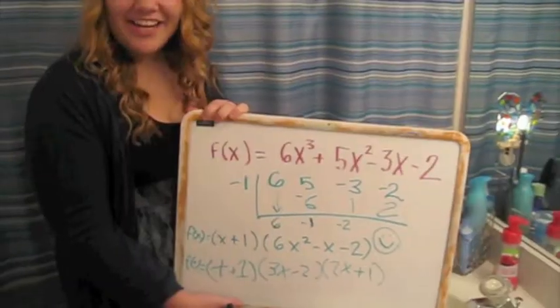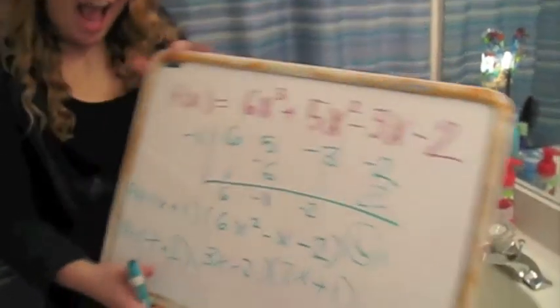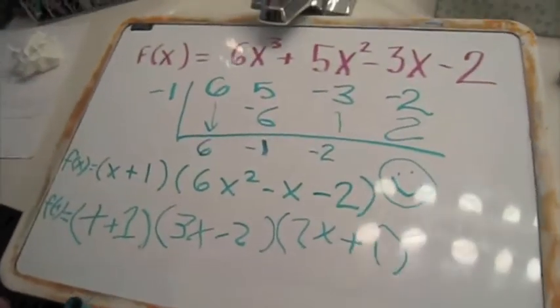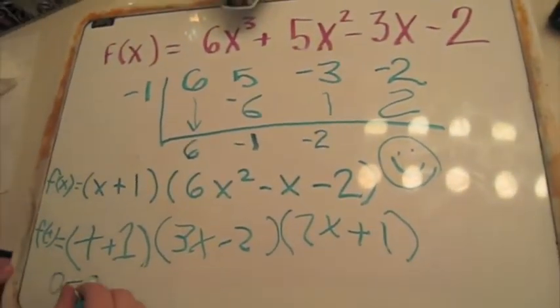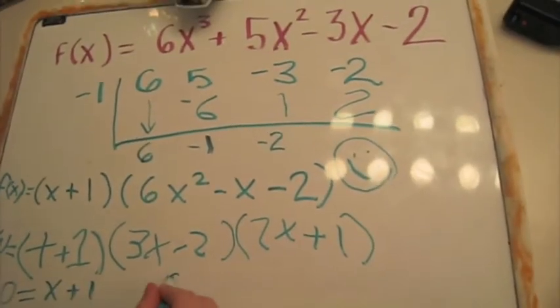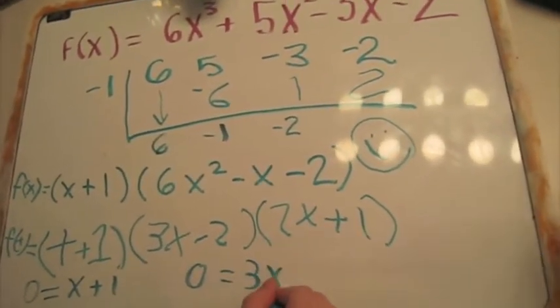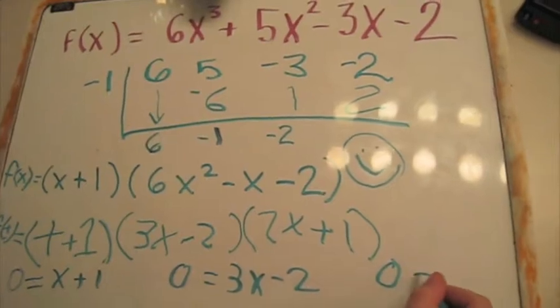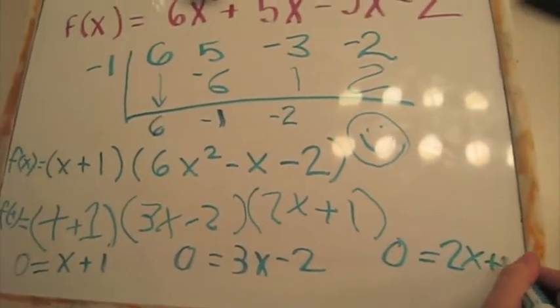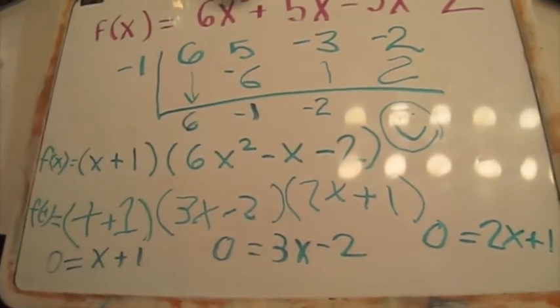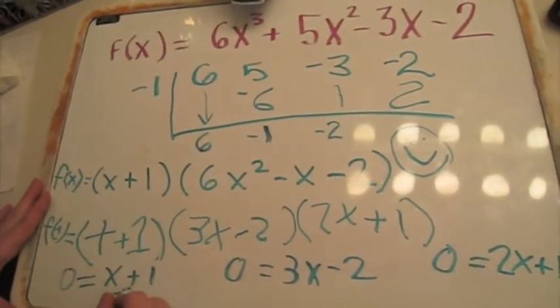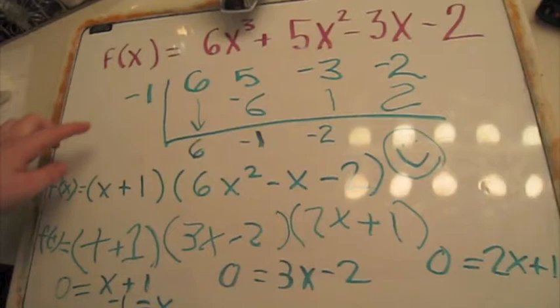But what are the rest of my zeros? Yeah, what are the zeros? Now let's find those zeros. You would set all of the factors equal to 0. X plus 1 equals 0, 3x minus 2 equals 0, 2x plus 1 equals 0. Then solve for x. Negative 1 equals x. We already knew that.